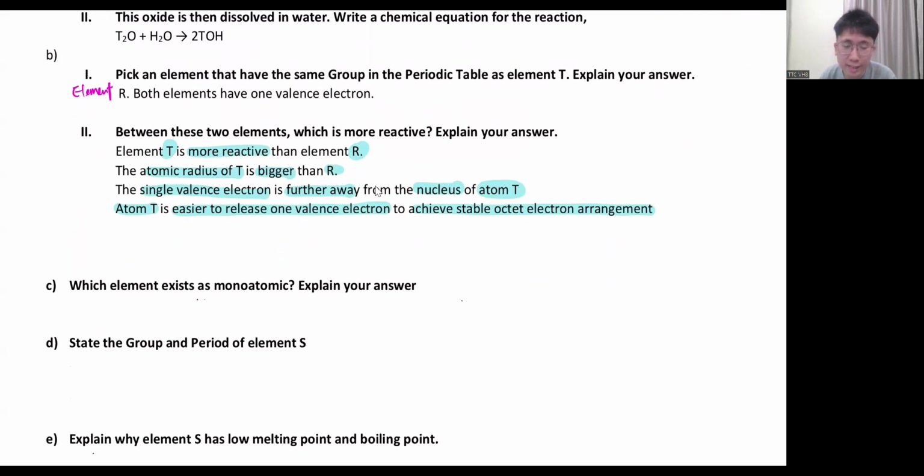Which element exists as monoatomic? Guys, we have two types, right? We have diatomic and monoatomic. Diatomic is basically like group 16 and group 17, which are your gases, like oxygen gas, chlorine gas, nitrogen gas, hydrogen gas. All these are diatomic. But who is the only group that can be monoatomic?